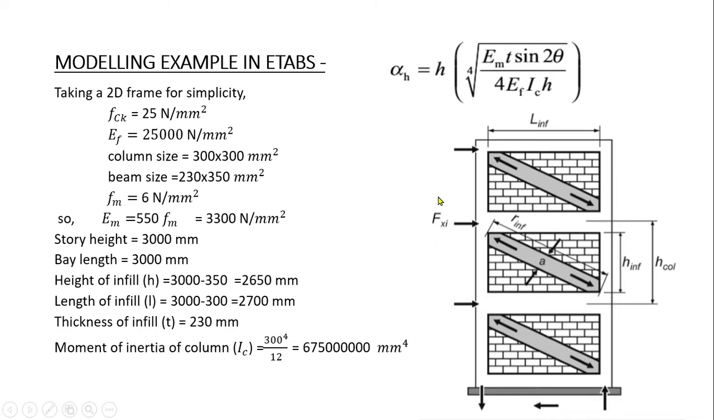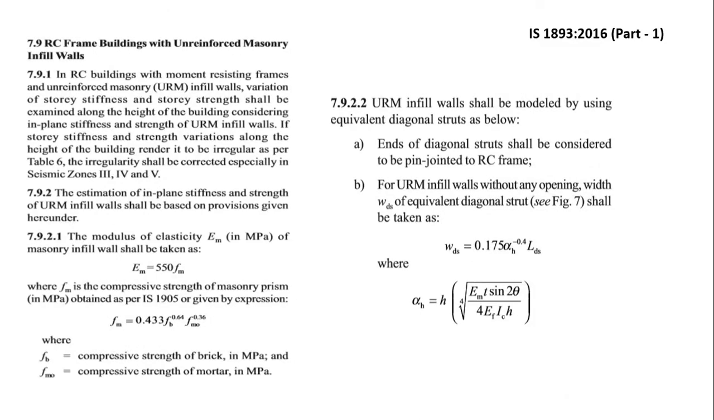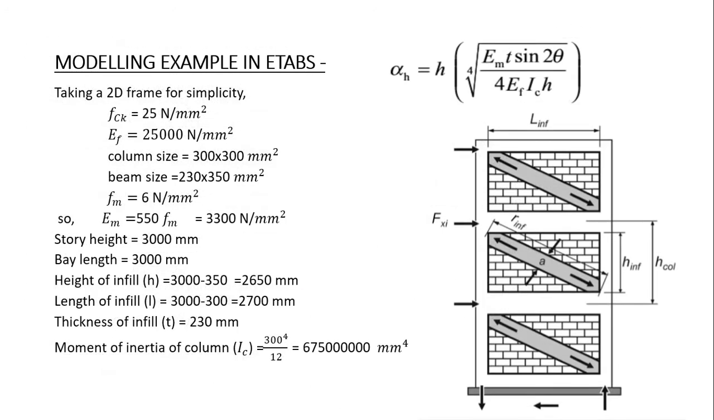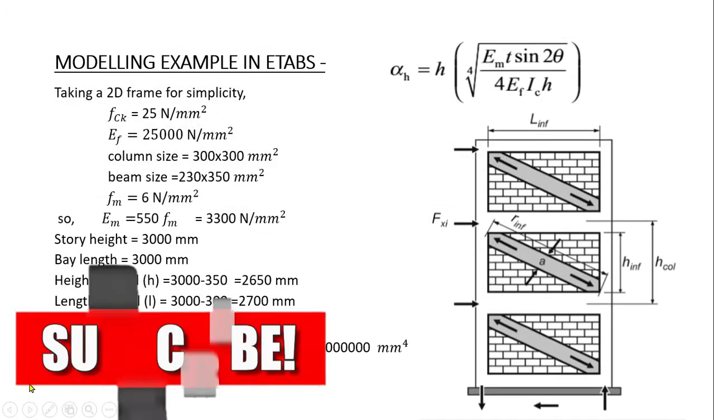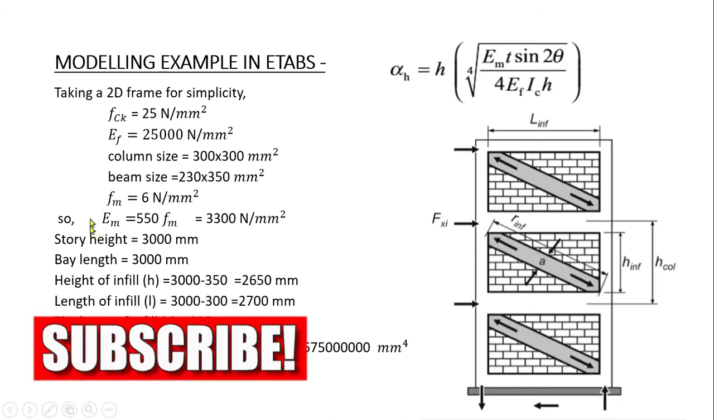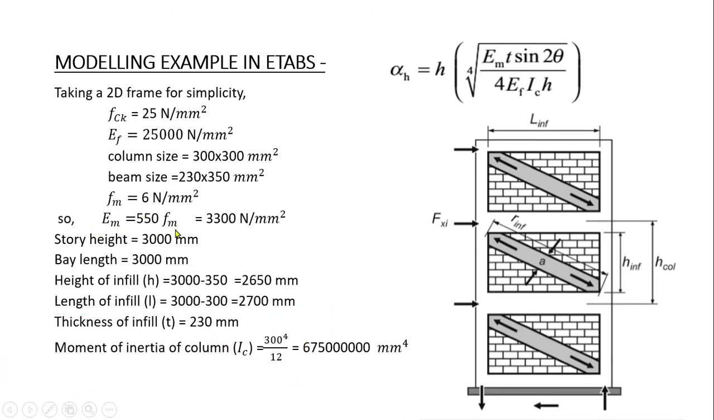What is prism strength? Prism strength is determined by doing the prism test on a brick masonry wallet, and this test is given in IS 1905. But if we do not have the result data from a test, we can also use this formula to find fm, because we need fm to find the elastic modulus of masonry infill. So we will take fm equal to 6 Newton per mm square, and the elasticity modulus of brick masonry infill will be equal to 550 times fm, which comes out to be 3300 Newton per mm square.